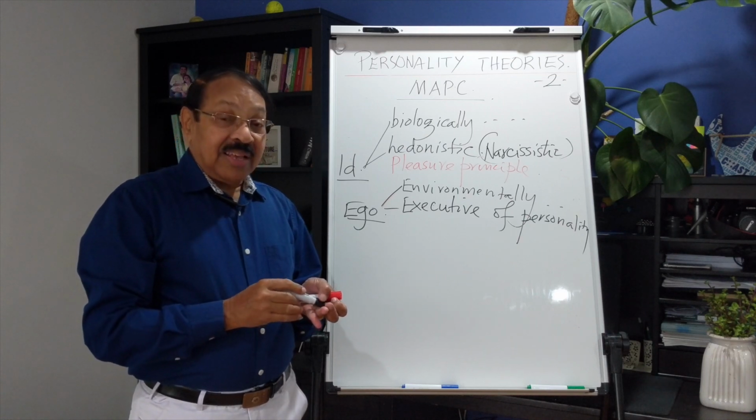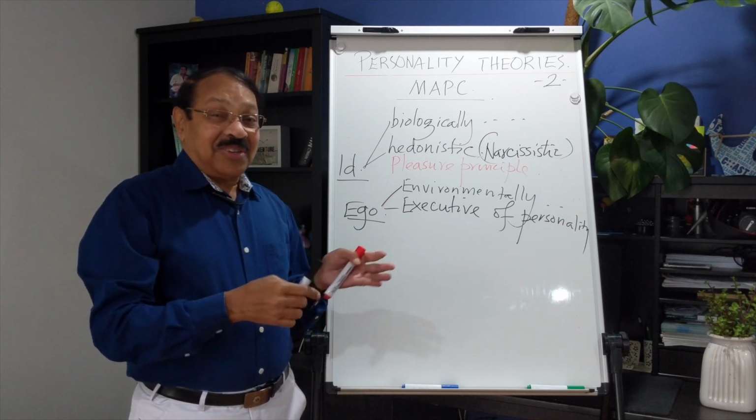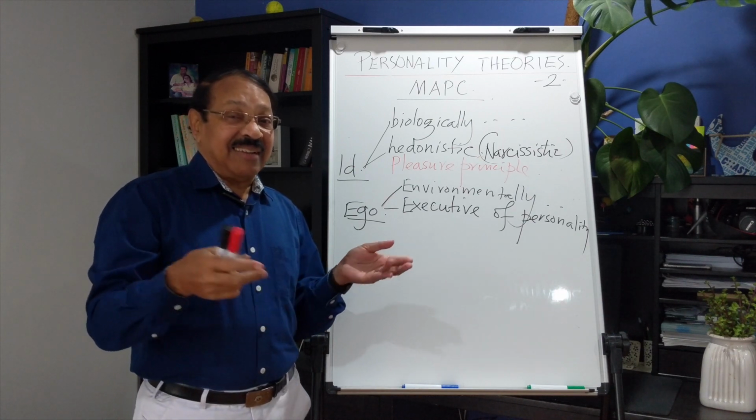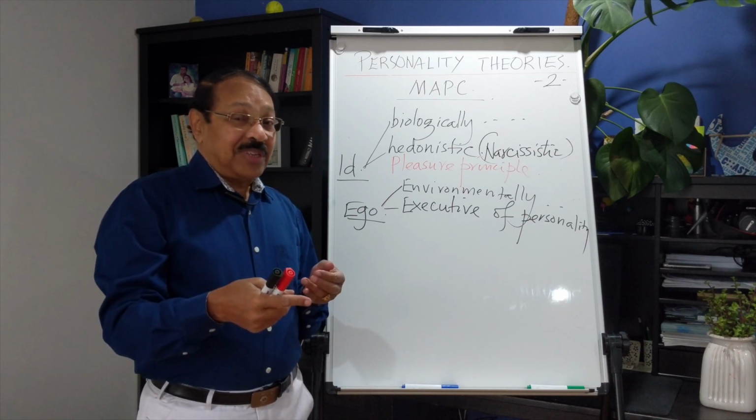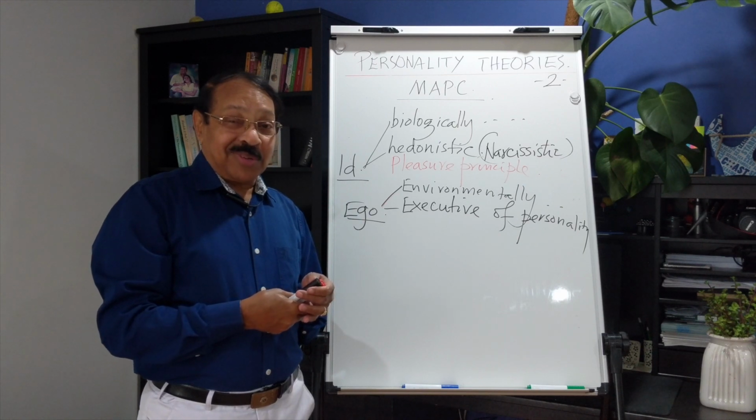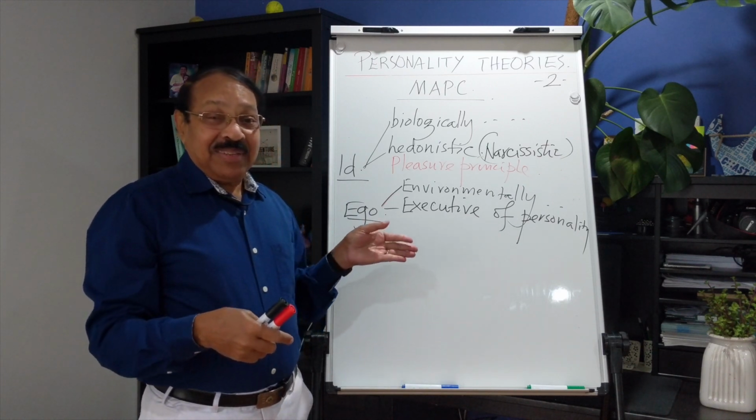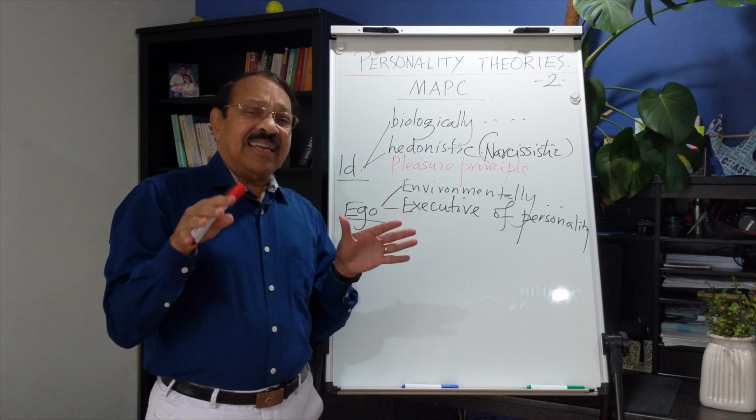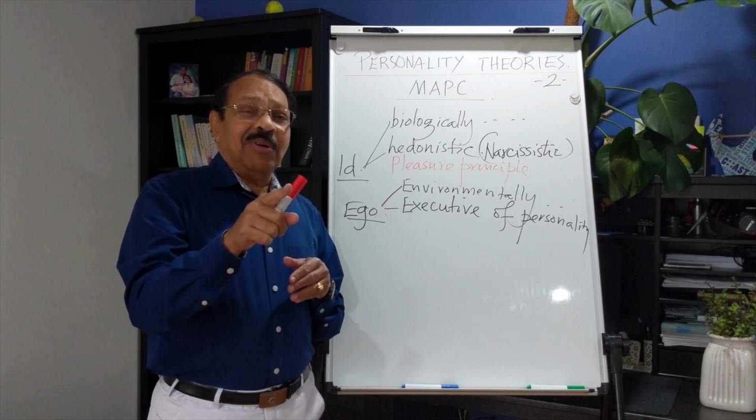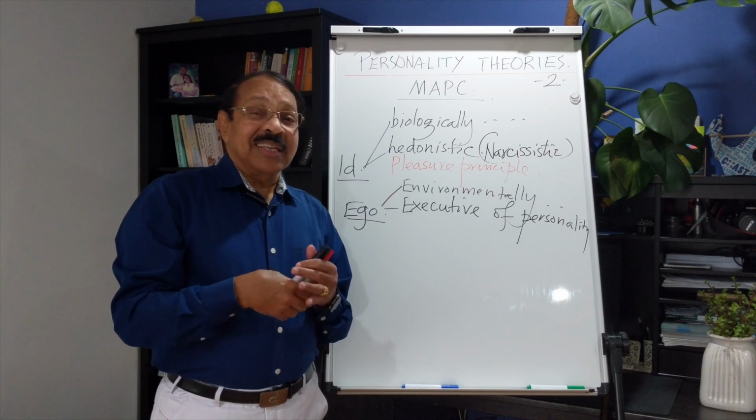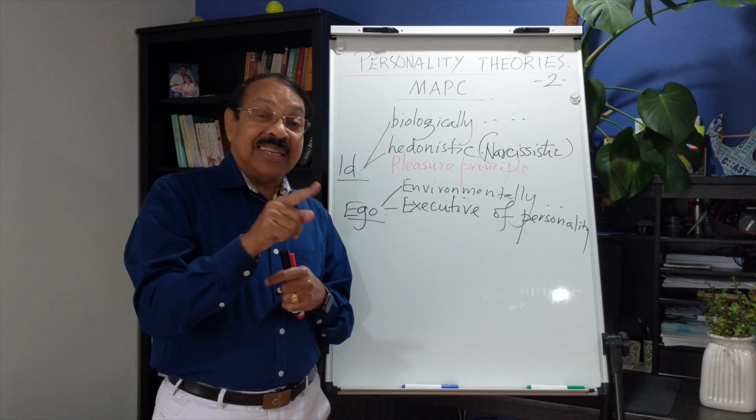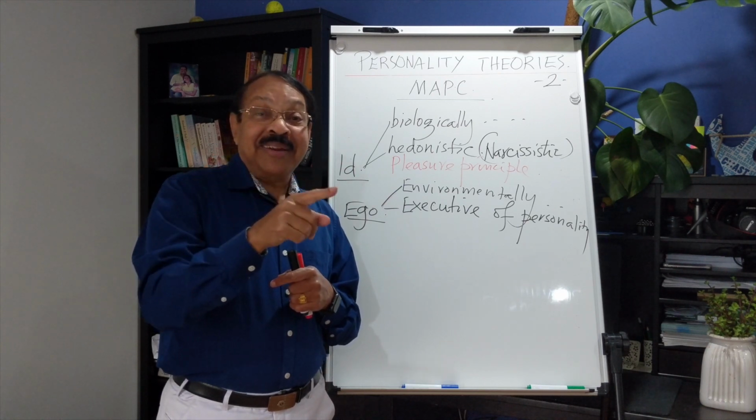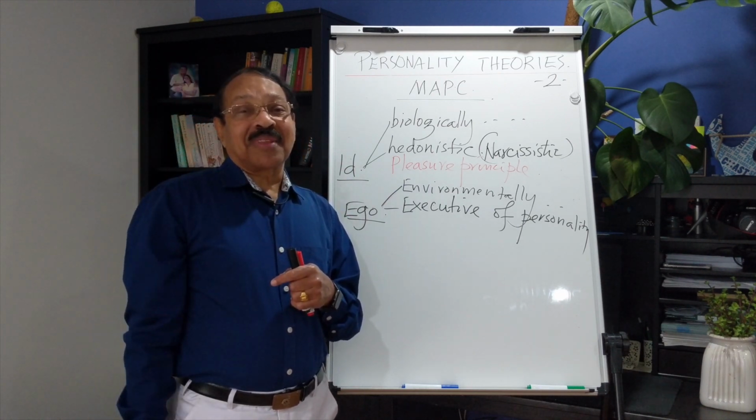Therefore, ego is not the term we use in literature or in everyday life. We use it to say he is an egoistic person for arrogant persons. But this is different. Ego means it is the reality perception. This sentence is very important: ego stands for reason and circumspection, prudence and discretion.